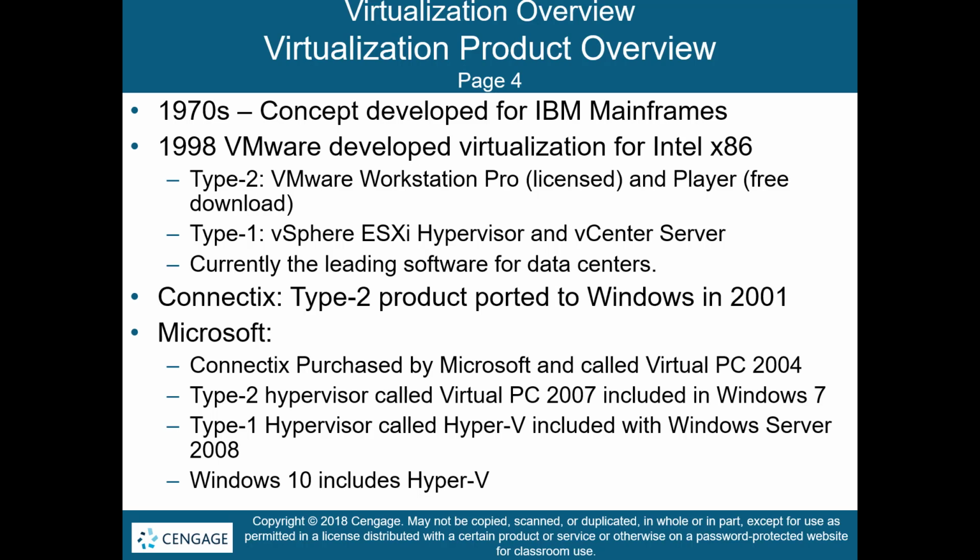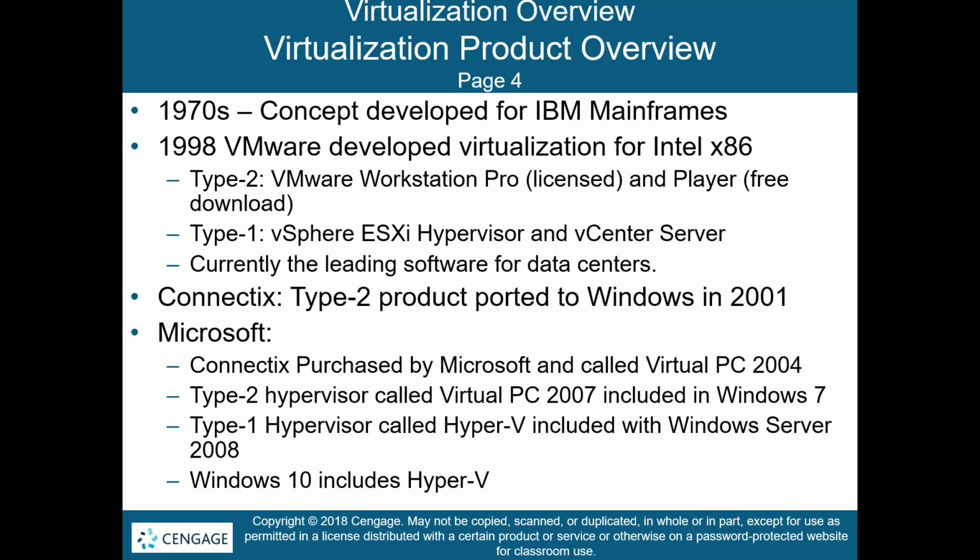In the late 1990s, Connectix produced a Type 2 product and ported it to Windows. Microsoft later bought Connectix and developed what they called Virtual PC 2004. I used this quite a bit in the early 2000s to run virtual machines in the classroom. In 2007, Windows 7 came out, and they used within it this basic concept to create Virtual PC 2007 that was integrated into Windows 7.